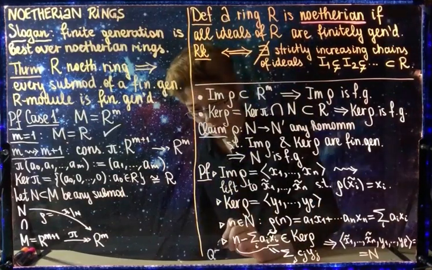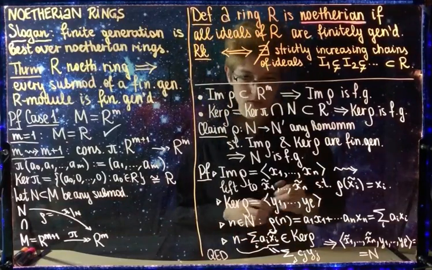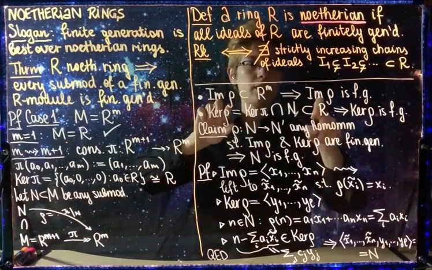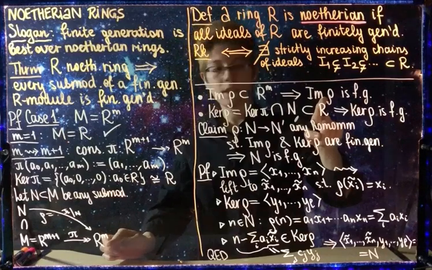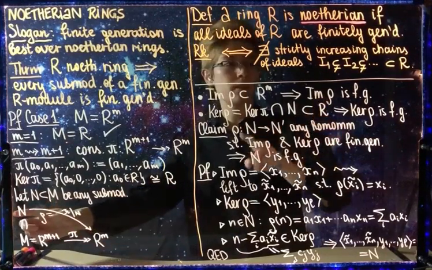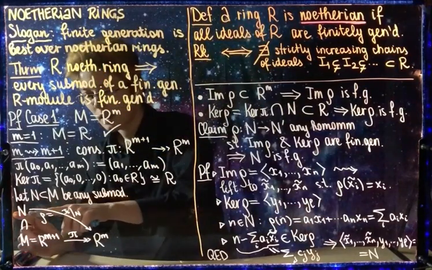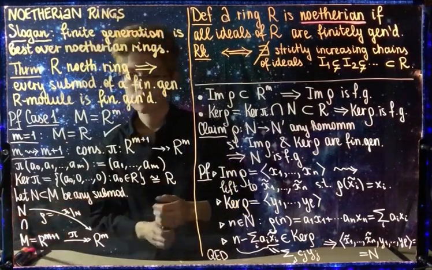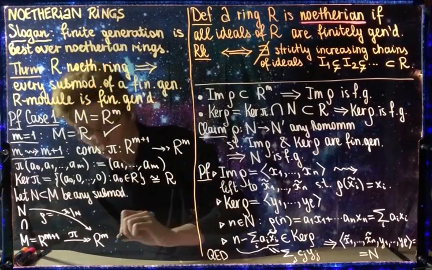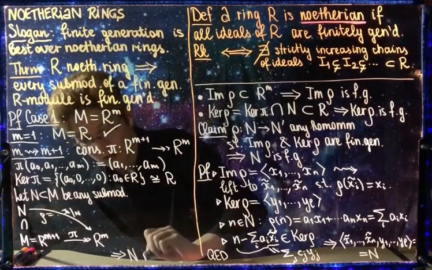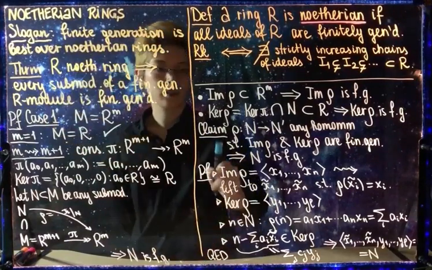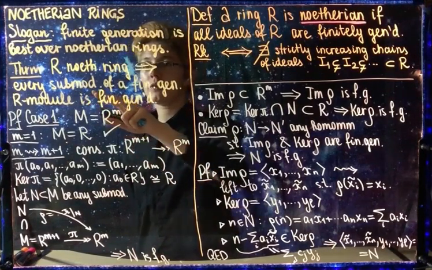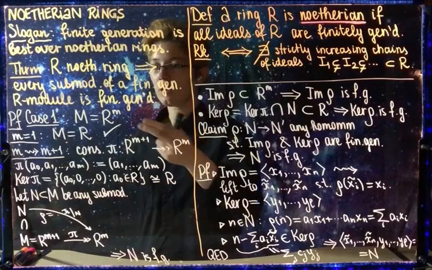Okay, so this is the proof of the claim. And now apply this claim directly to our case. So the image of rho from N to R^m is finitely generated, and the kernel of rho is finitely generated. And so N is finitely generated, and N is any submodule of M, which is R^m. And so we proved that N is finitely generated by this claim. We will shortly apply case 1 to conclude finite generation for an arbitrary finitely generated R-module.